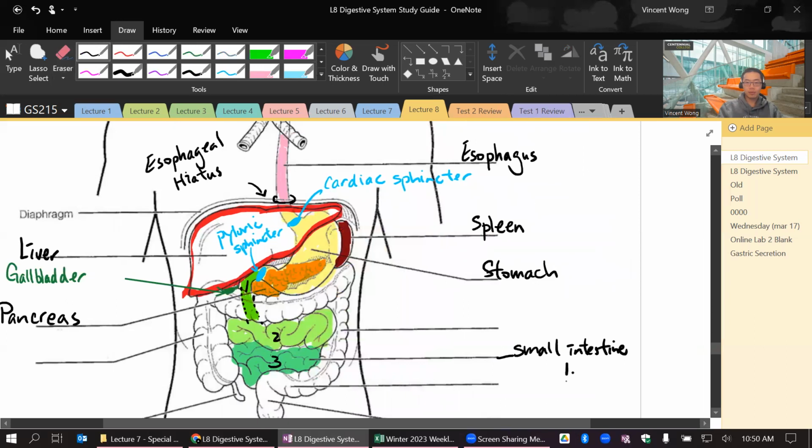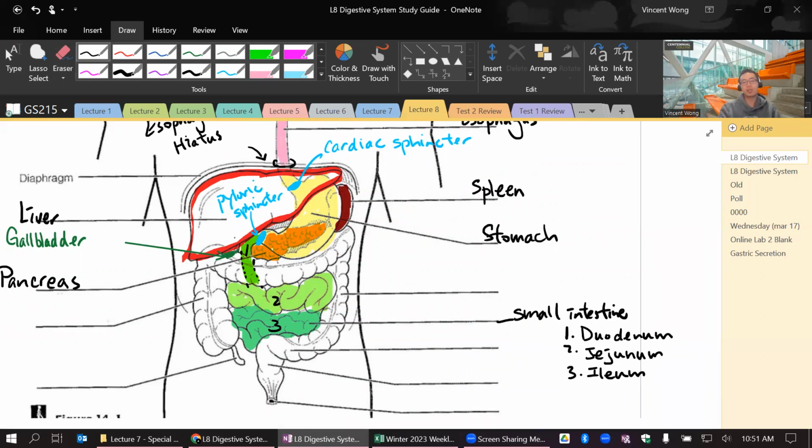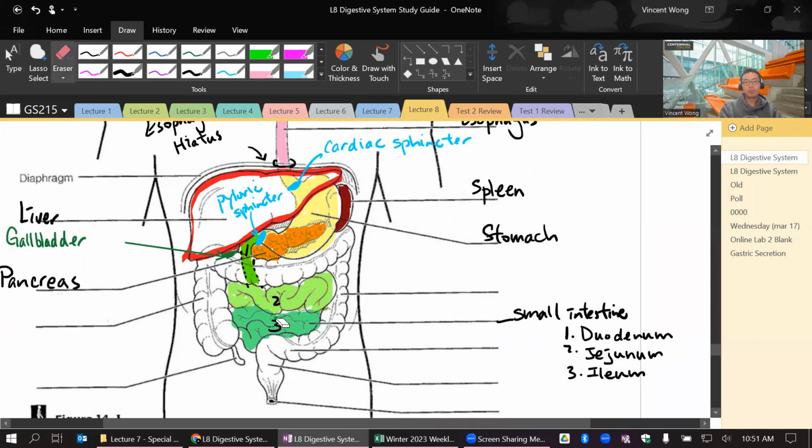Okay, and it's broken down into 3 parts, right? One is this one, that's the duodenum. Jejunum and ileum. Okay, 3 parts. The smallest, the shortest part is the duodenum. That's where digestion occurs. That's where the pancreatic juice and the bile are gonna go. 2 and 3 would be for absorption.